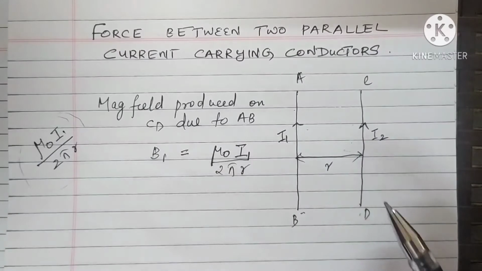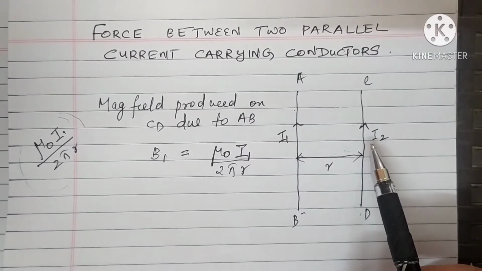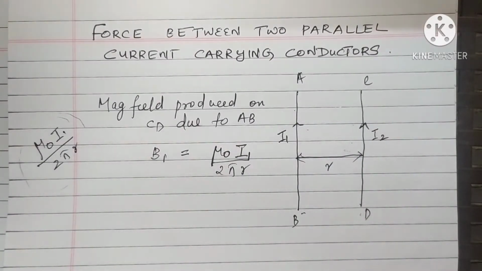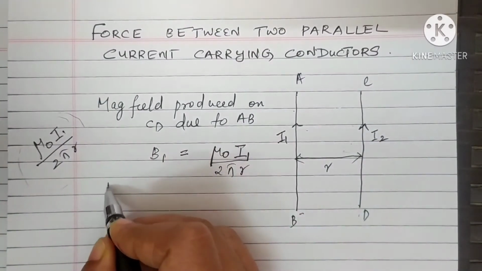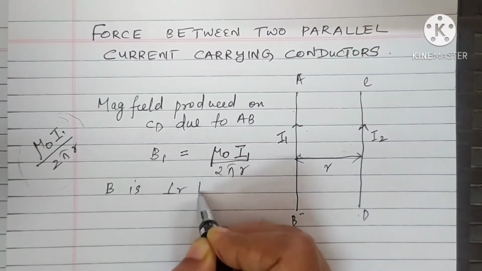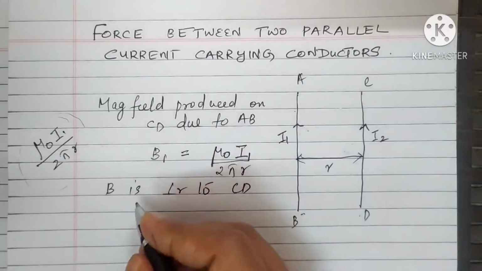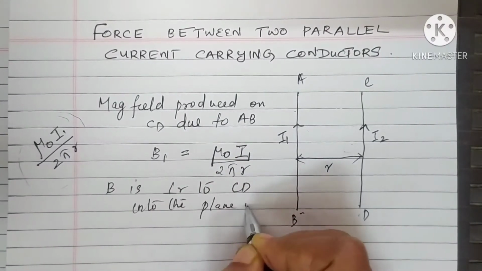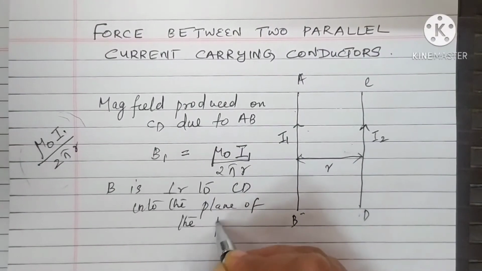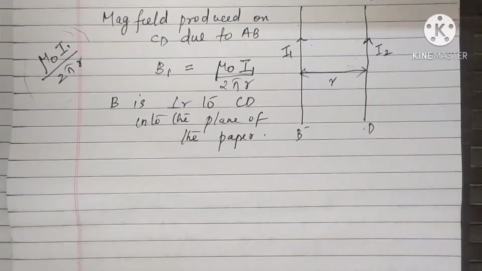Now, what about the direction of magnetic field? You know, according to Fleming's left-hand rule, if you are checking, you can take the direction of current, then direction of force, and direction of magnetic field. So here, the magnetic field is perpendicular to CD, isn't it? And is directed into the plane of the paper. Okay.